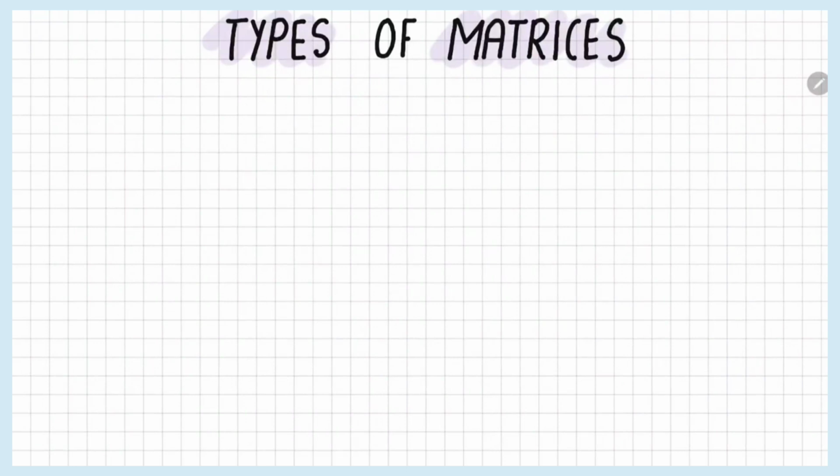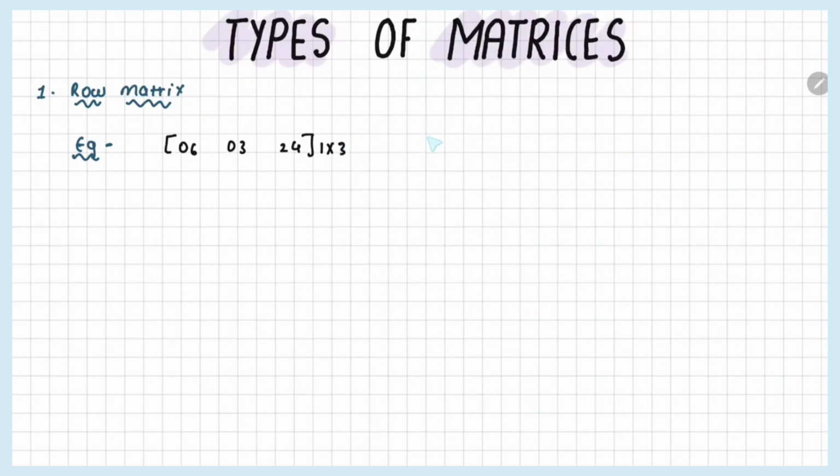So let's learn the types of matrices and definitions with examples. First we have the row matrix. Before the definition, if I give you an example, you get a clear understanding. So let's see the example: 0, 6, 0, 3, 2, 4. We have one row and three columns. So it's 1 into 3.